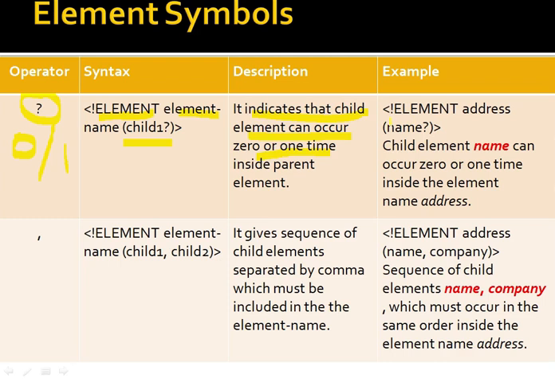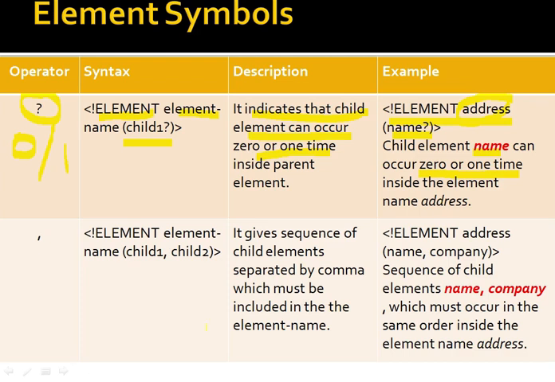If you see the example here, element address is the root element. Inside that, the name is a child element. The child element name can occur in the XML file 0 or 1 time inside the element address. That is the question mark operator.